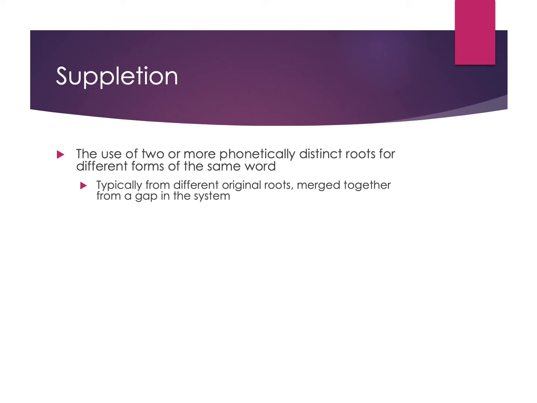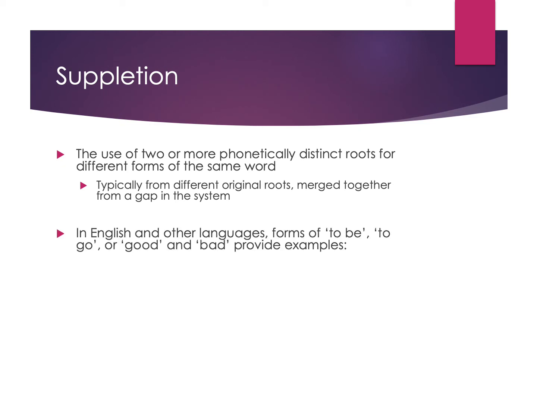So in English, the most common ones are things like forms of to be, to go, and good and bad are often examples of this. For be in Spanish, you have ser, to be, and then you have things like eres, you are, or fui, I was, which don't conjugate the way that you would expect. These irregular forms are often because of suppletion, where the root form is actually coming from a different word historically and then being combined together into that same form.